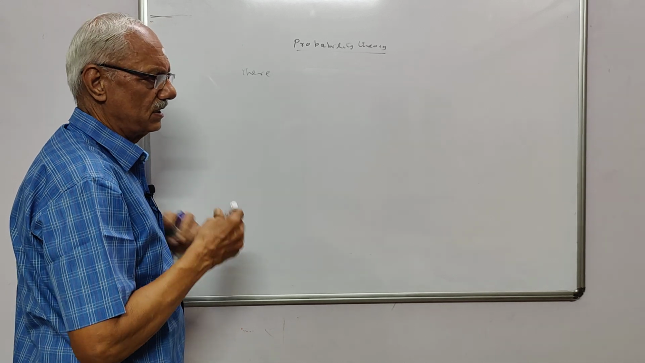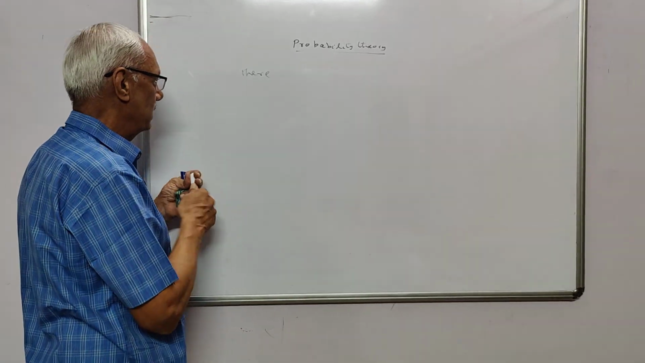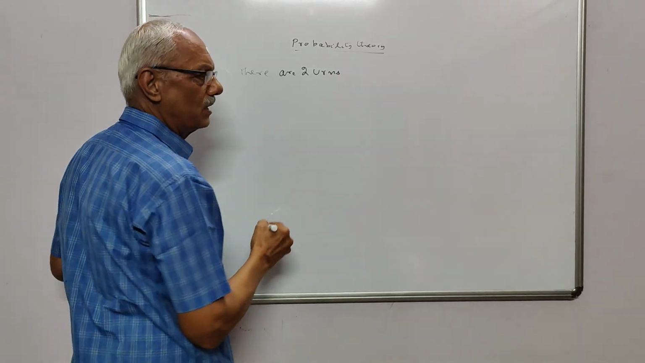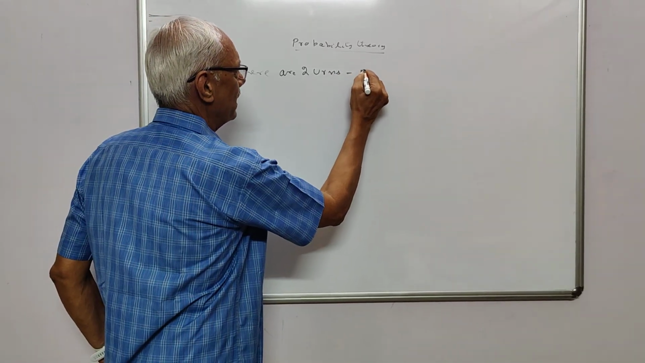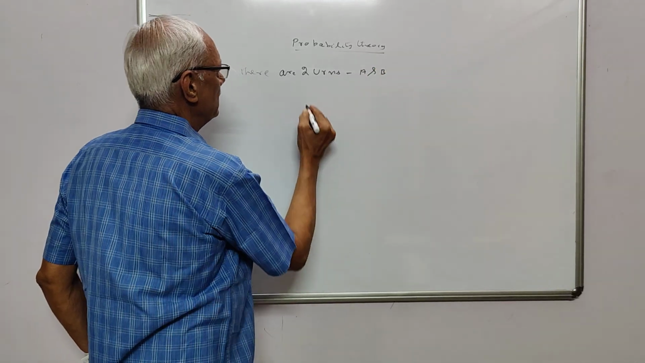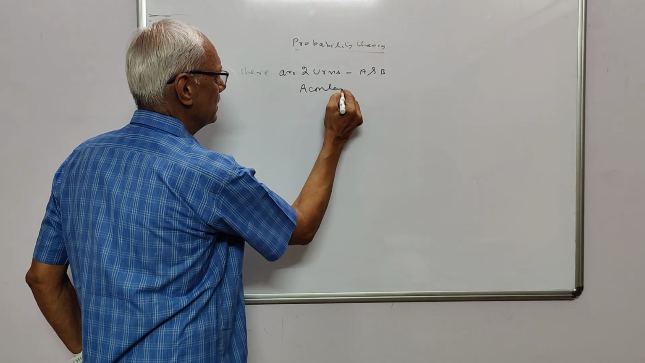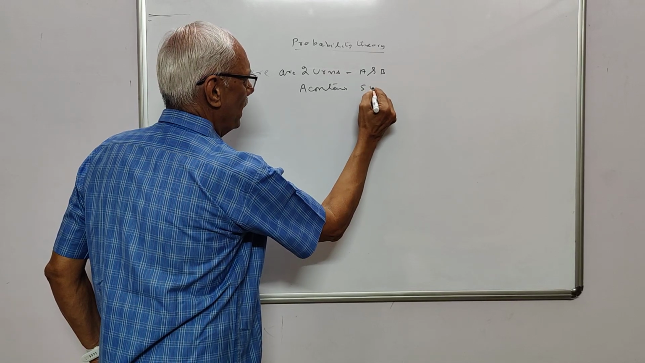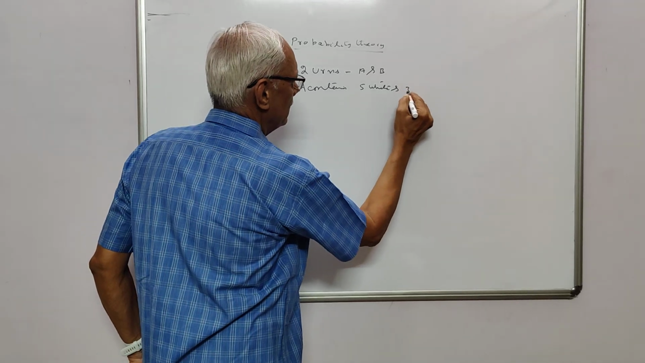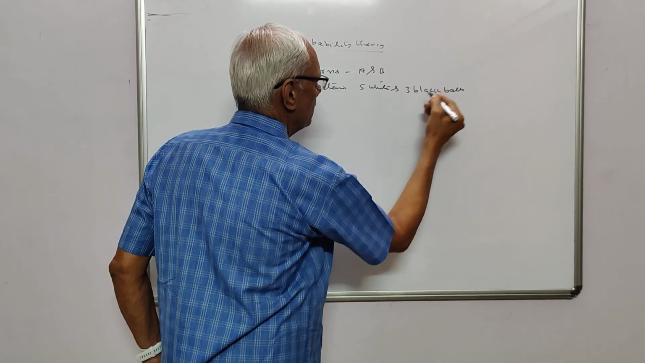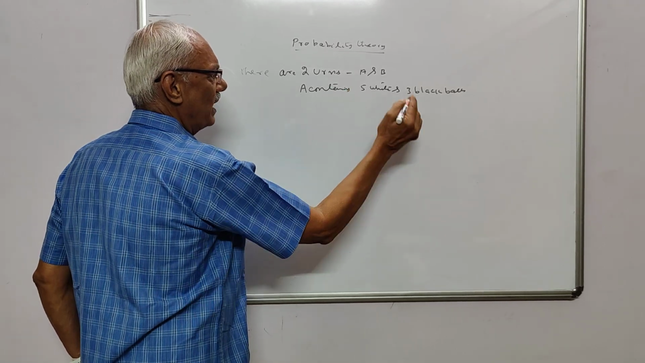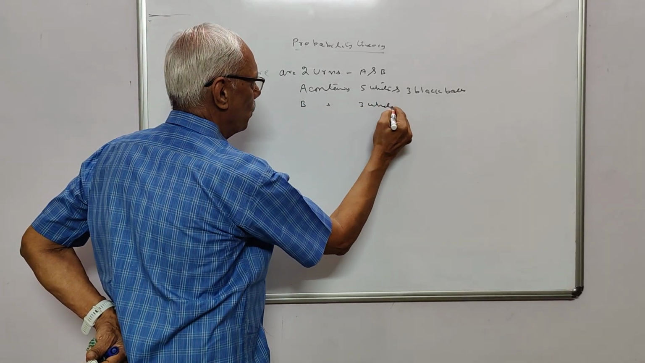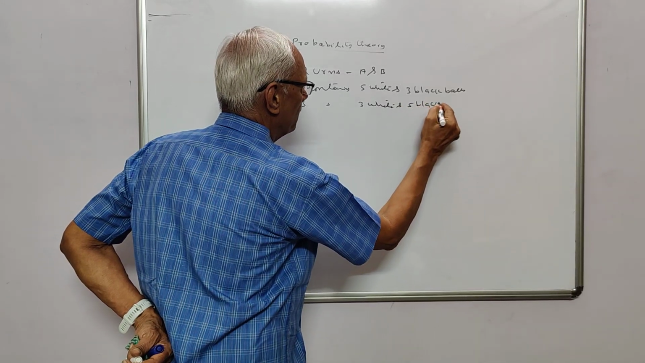There are 2 urns, say A and B. A contains 5 white and 3 black balls. B contains 3 white and 5 black balls.